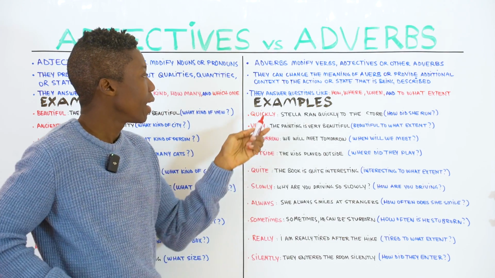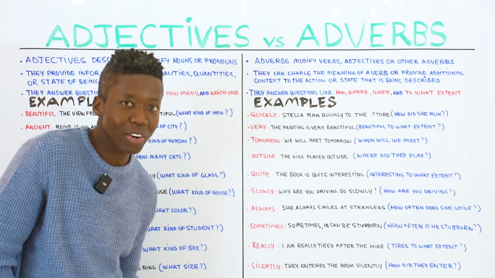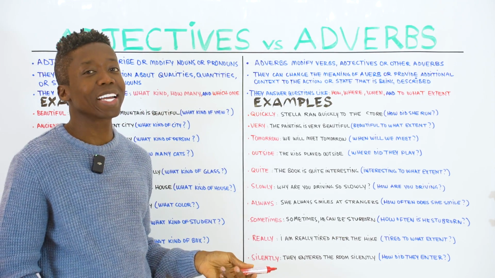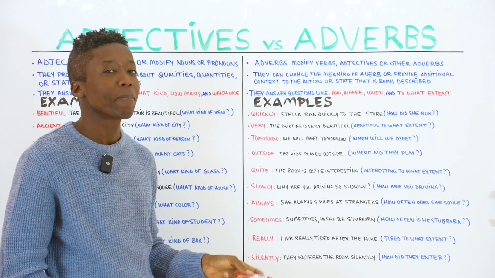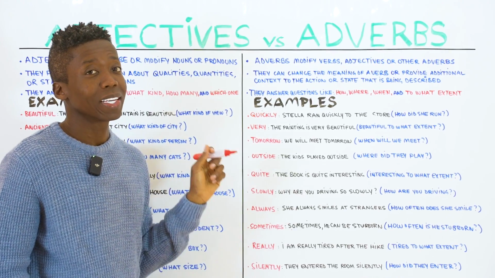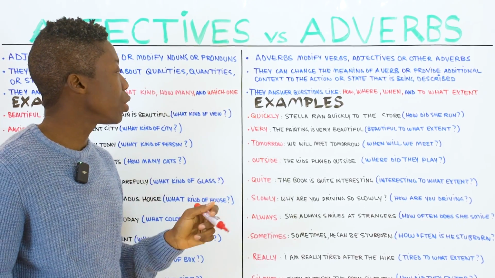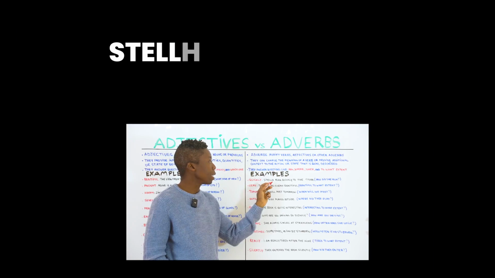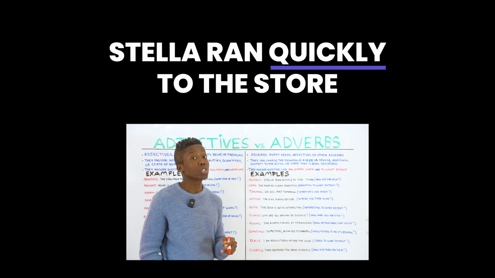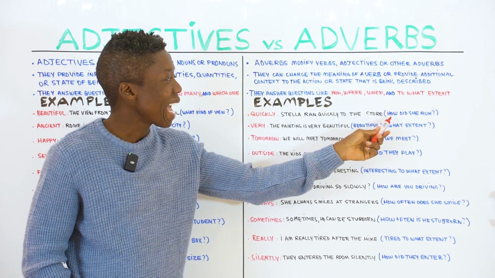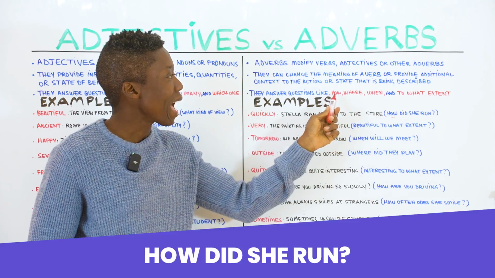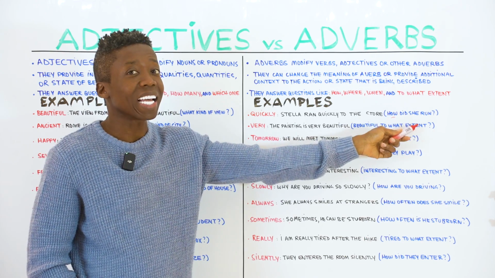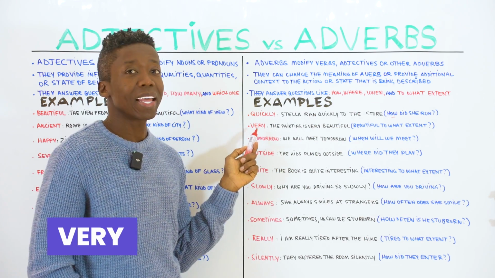To what degree. Examples. Again, here I have 10 examples for you guys. So after all these 10 examples, you will know exactly what an adverb is and most importantly, how to use them. All right, quickly, that's an adverb. Example, Stella ran quickly to the store. Here, how, okay, how did she run? How did Stella run?